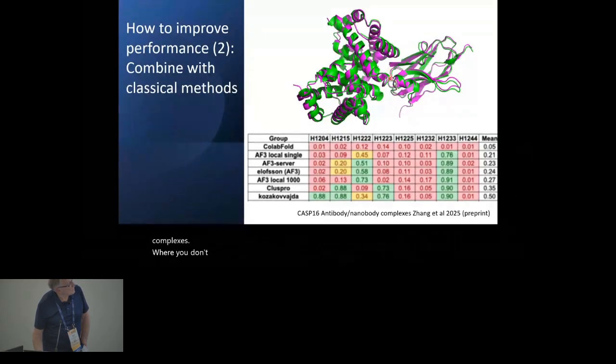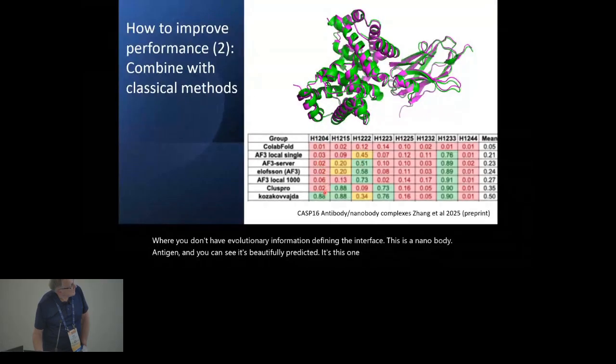information defining the interface. This is a nanobody antigen complex, and you can see it's beautifully predicted. It's this one here, and the best method that did this structure is Kozyakov-Badger. You can see all of the other methods, ColabFold, 2 versions of AlphaFold 3, and so on, do not work.